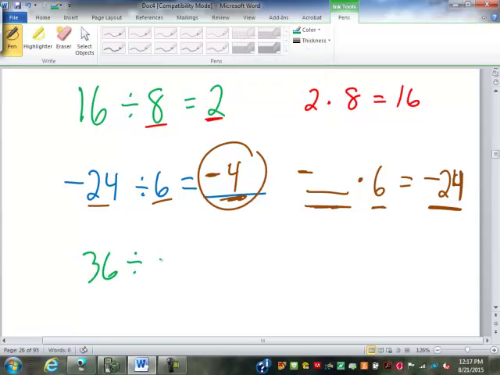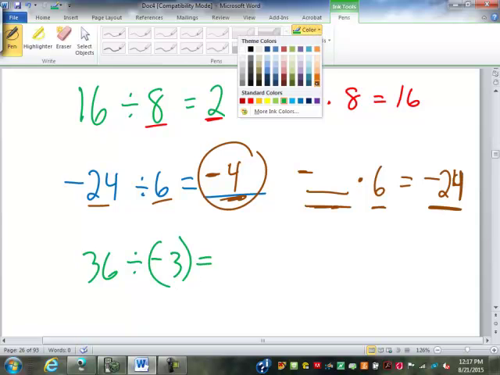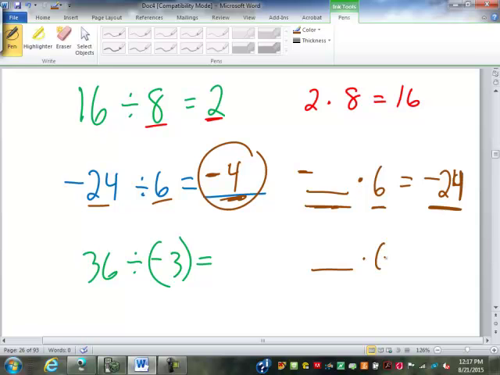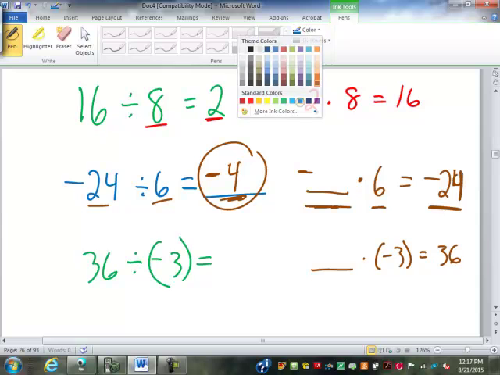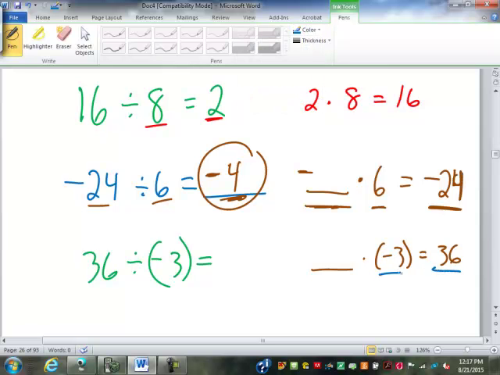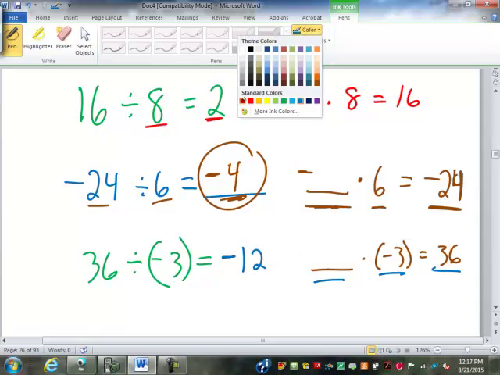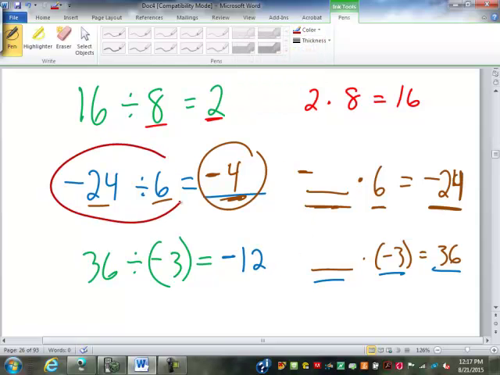36 divided by a negative 3. Now again, that's asking what times a negative 3 equals a positive 36. Well, if this is positive, these both have to be negative. So our answer here has to be negative. What's 36 divided by 3? 12. So you can see here, with our division, a negative divided by a positive or a positive divided by a negative. Once again, if there's one of each, the answer is negative.